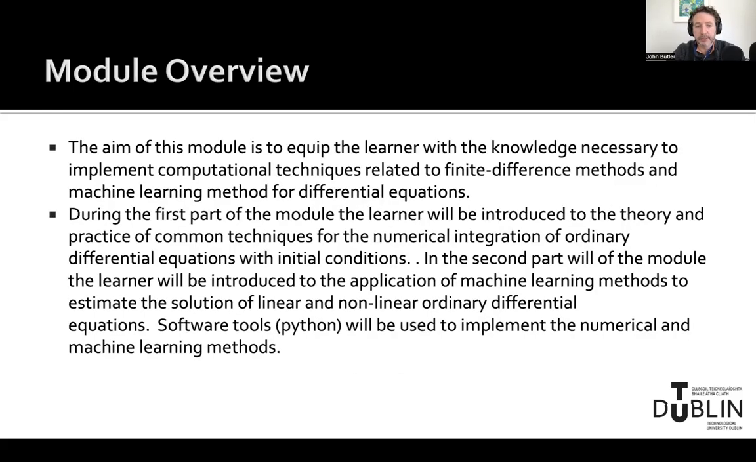So, a bit about the module itself. The aim of the module is to equip the learner with the knowledge necessary to implement computational techniques related to finite difference methods and machine learning methods for differential equations. Pretty much what we said, but it's that link of the classical, which is finite difference, to the more modern methods of machine learning. The course is divided in two parts.